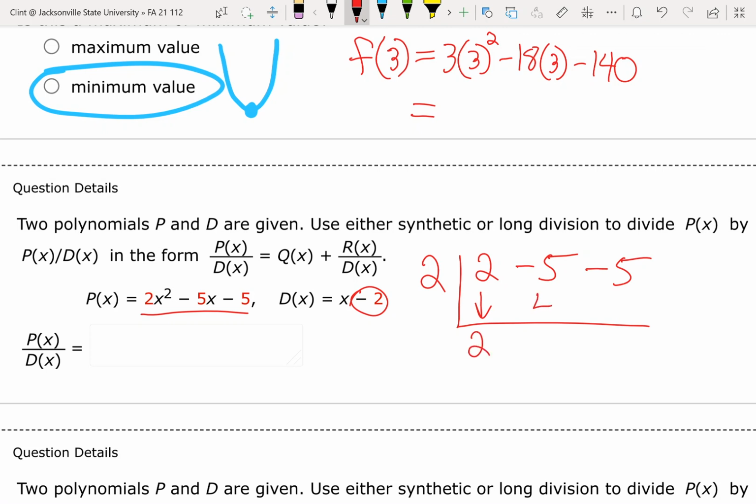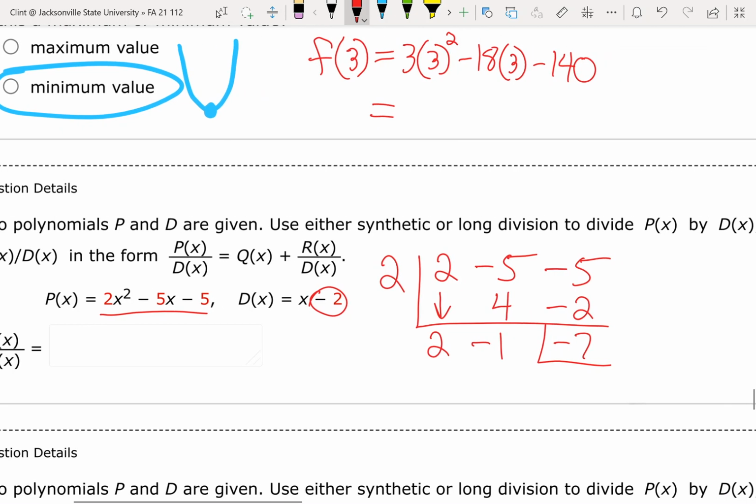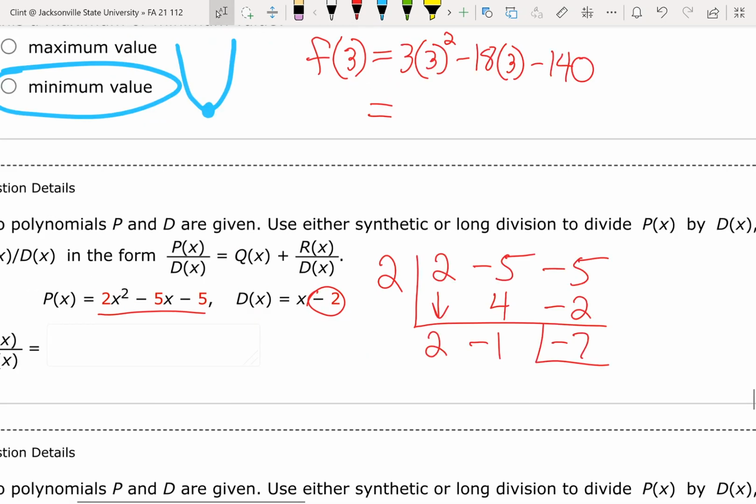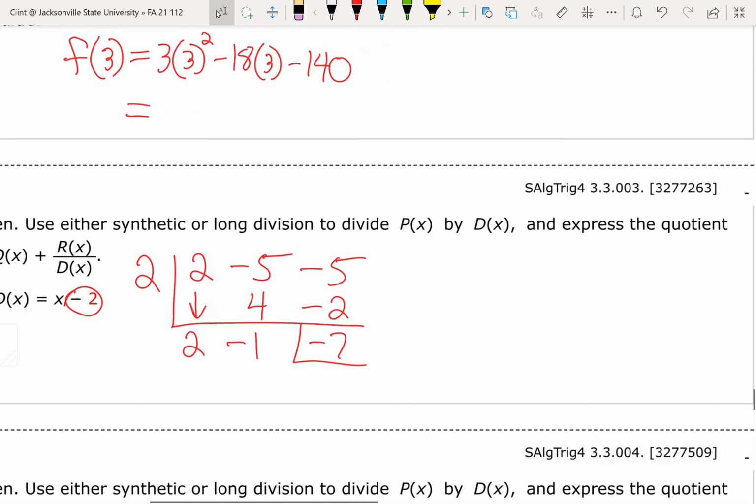2 times 2 is 4. Negative 5 plus 4 is negative 1. Negative 1 times 2 is negative 2. Negative 5 minus 2 is negative 7. Wants me to put my answer in that polynomial form. So since I started with x squared, now my answer will start with just x. So 2x minus 1 plus my remainder over my divisor.